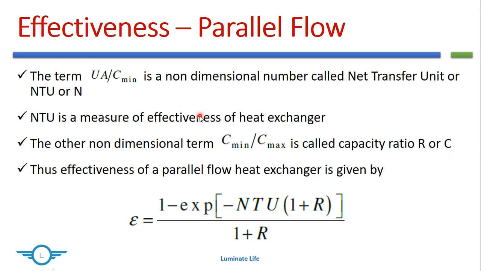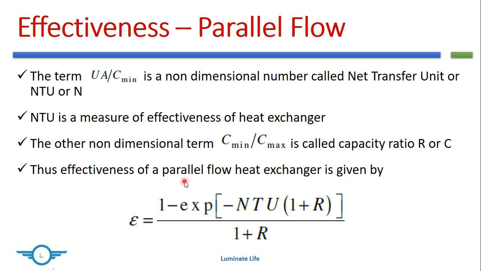So substituting these two values into the effectiveness equation, we now end up with effectiveness equal to 1 minus exponential minus NTU into 1 plus R, divided by 1 plus R. Now in some data books you can see it mentioned as NTU, and in some data books as C. So your academic questions may ask you to derive this effectiveness either in terms of NTU or C, and you can do it accordingly. So this is the effectiveness equation for a parallel flow heat exchanger.